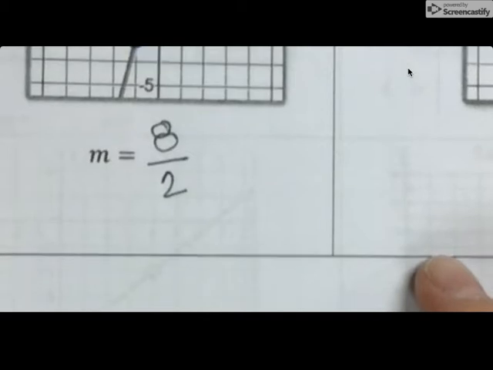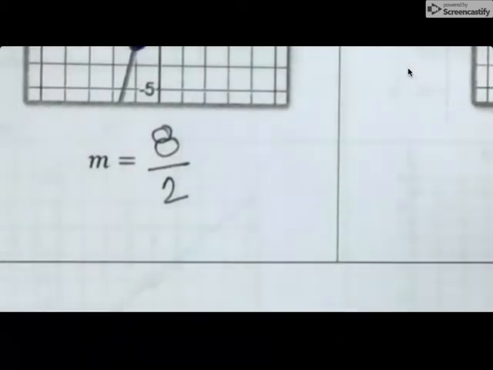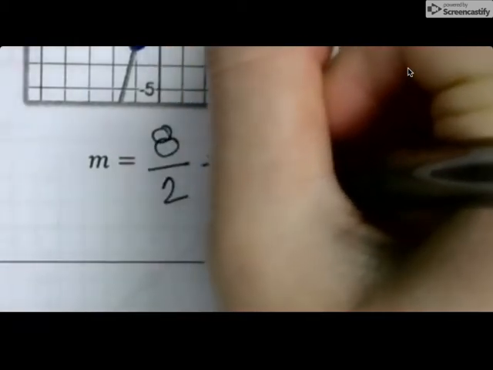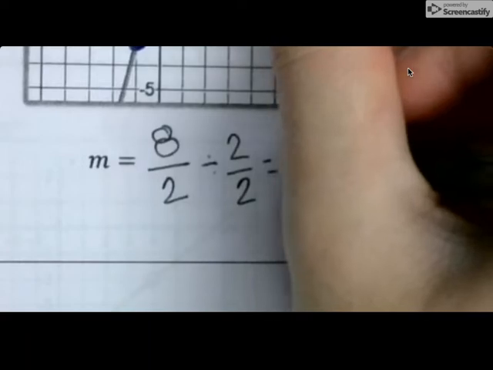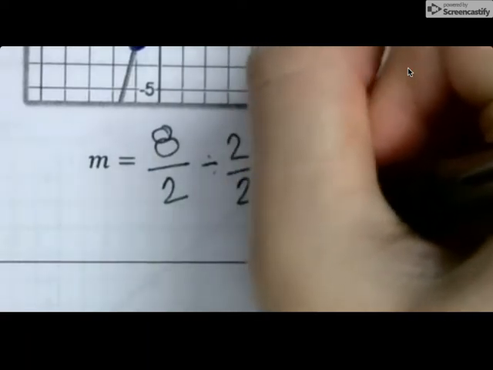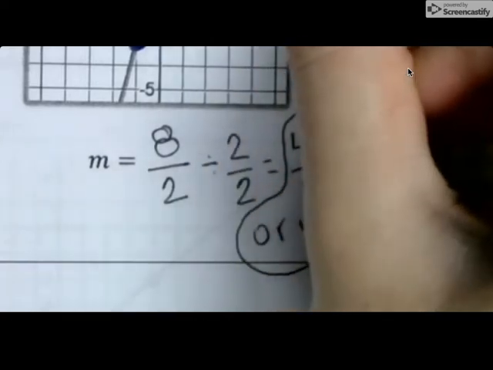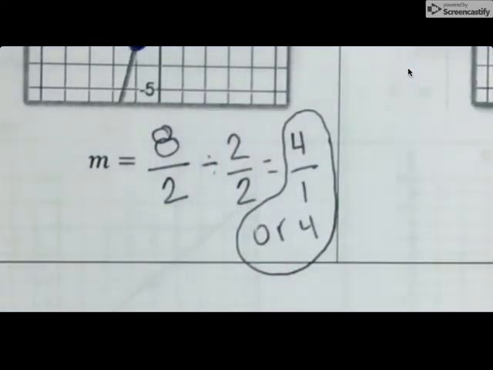Now again, we need to reduce the fraction. So what can I divide both 2 and 8 by? 2. So if I divide both by 2, that gives me 4/1, or again, I could write that as 4. And that is a positive slope, so I'm going to keep that a positive 4.